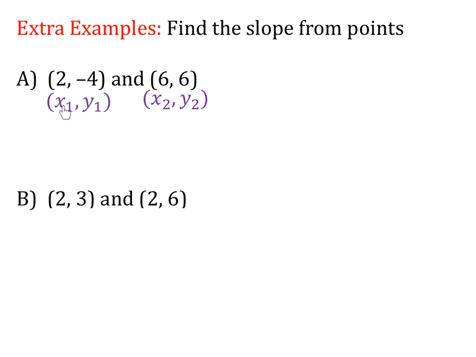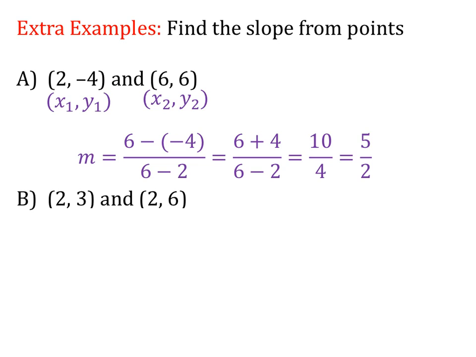So we'll allow 2 to be x1, -4 to be y1, 6 will be x2, and 6 will be y2. So when we plug that into our formula, we get a result of 5/2. And simplifying your fraction is always helpful. So when you're identifying your slope of a line, make sure you completely simplify your fraction. Watch out for double signs, so this minus negative always becomes a plus.